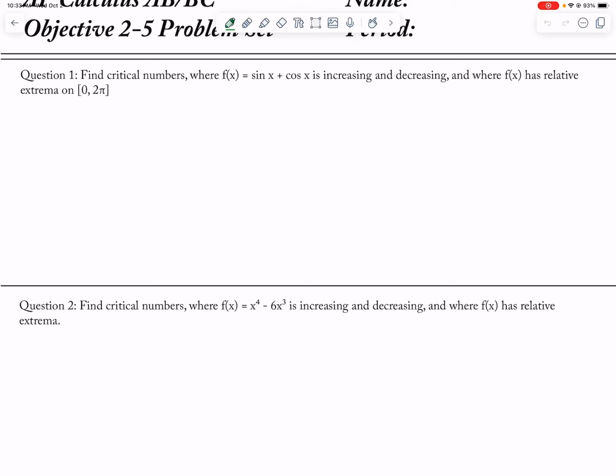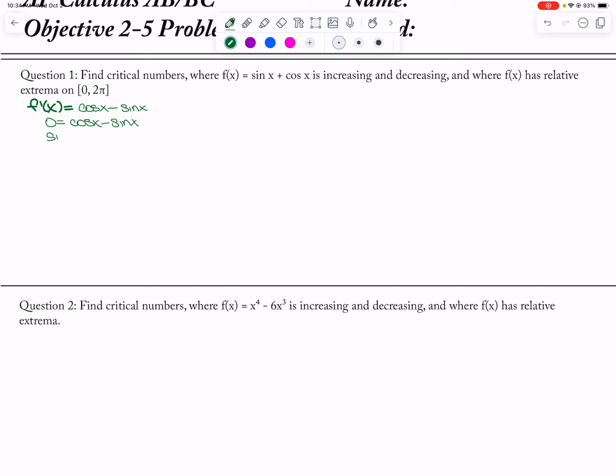Okay, so let's take a look at the odd-numbered questions. So I'm going to first find f prime of x, which is cosine x minus sine of x. And I'm going to set this equal to 0.